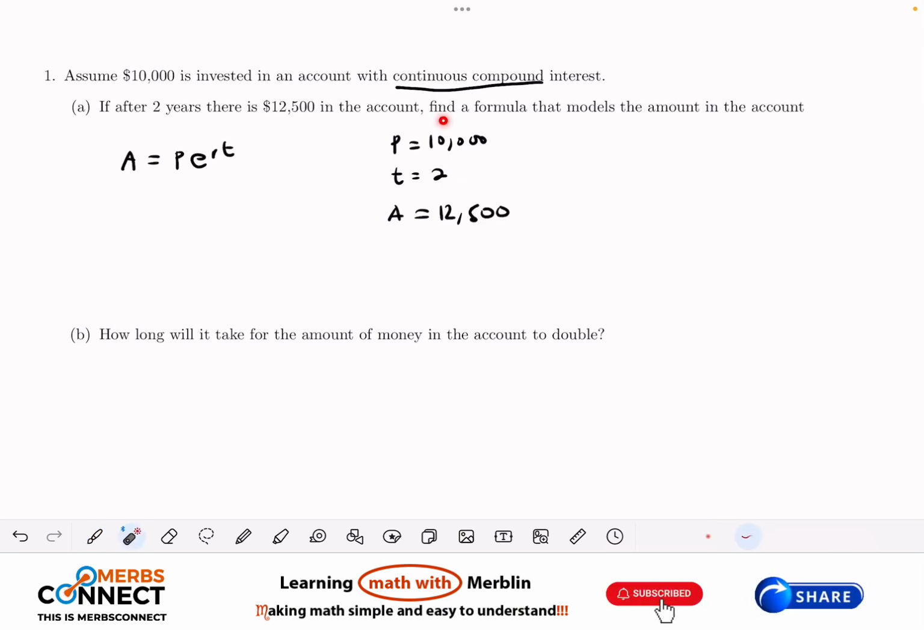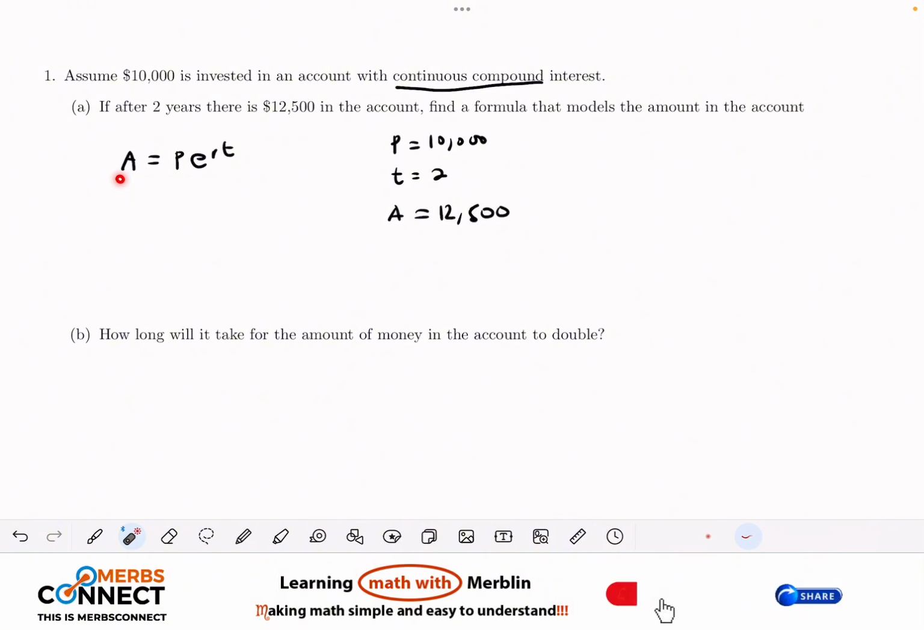Now the question is, find a formula that models the amount in the account. So if we invest 10,000, we want to find a model that lets us know the money we are going to get after 1 year, after 2 years, after 3 years, after 10 years.